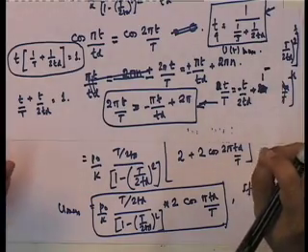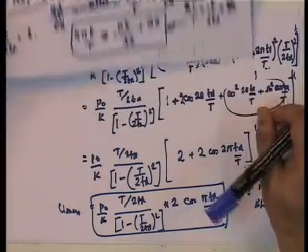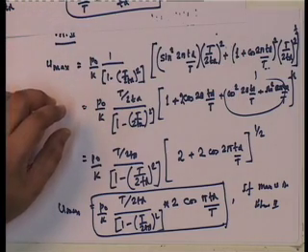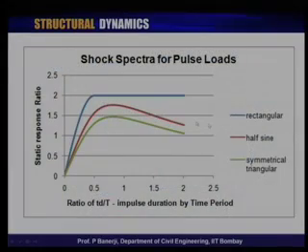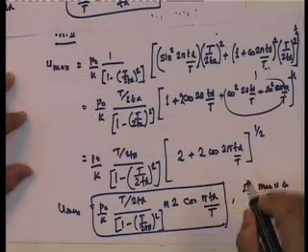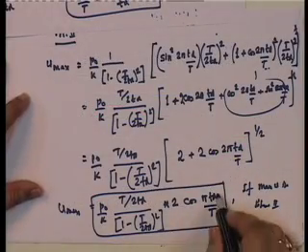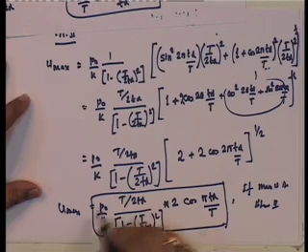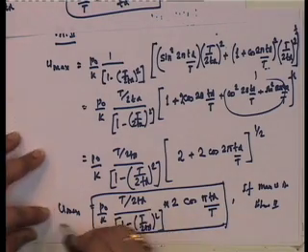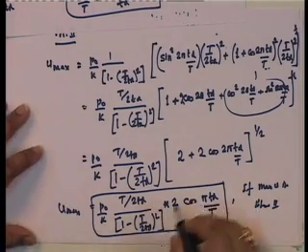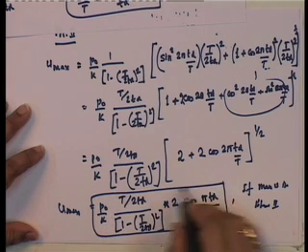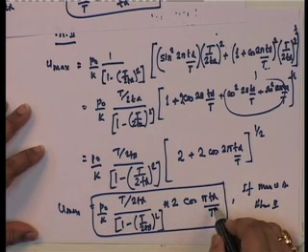So, how do we solve this problem? How do I plot this red curve which is for the half sine wave? Well, the easiest thing is, I know that at any t_d upon T, I solve this. Given t_d upon T, I can solve for this and get, of course, u max upon P naught upon k. That gives me the dynamic amplification. This is completely dependent on t_d by T.